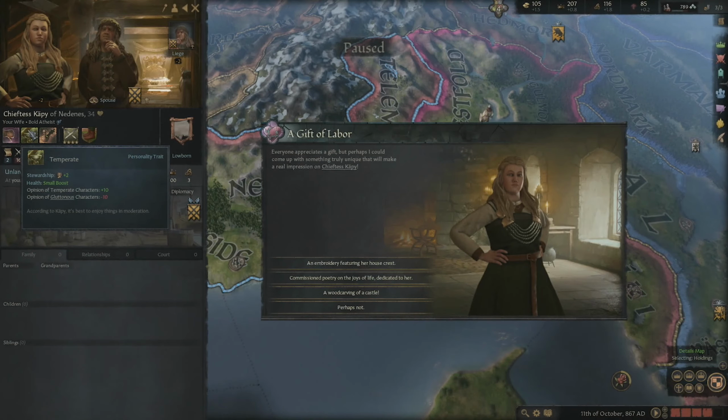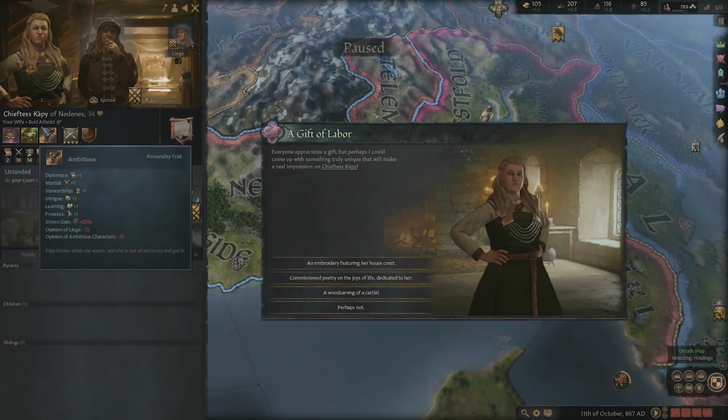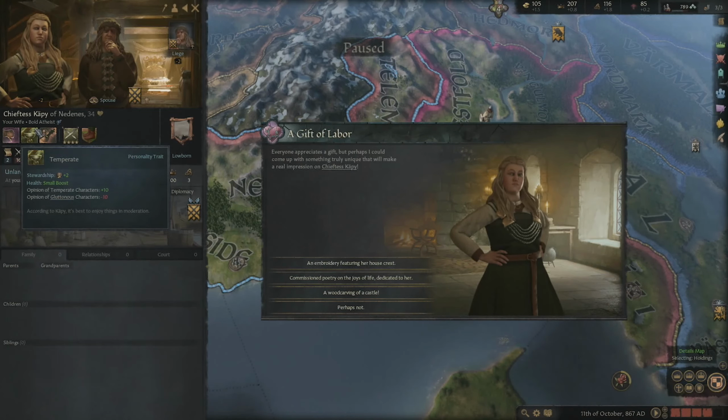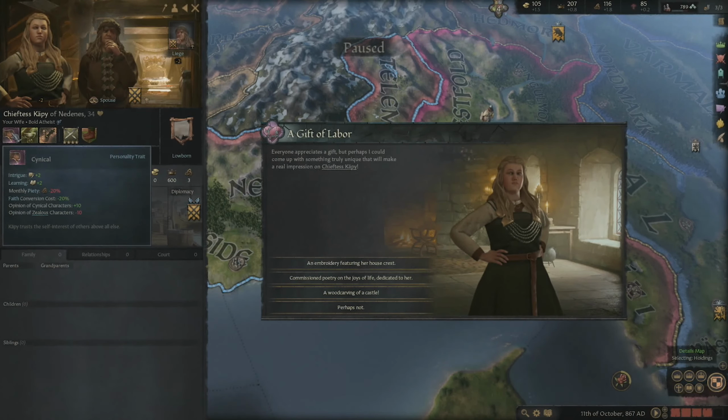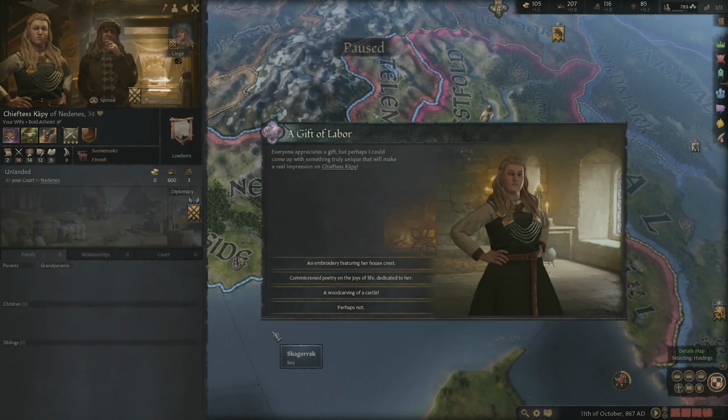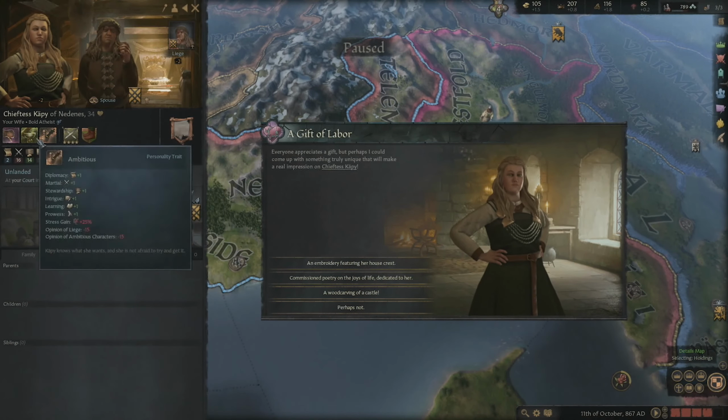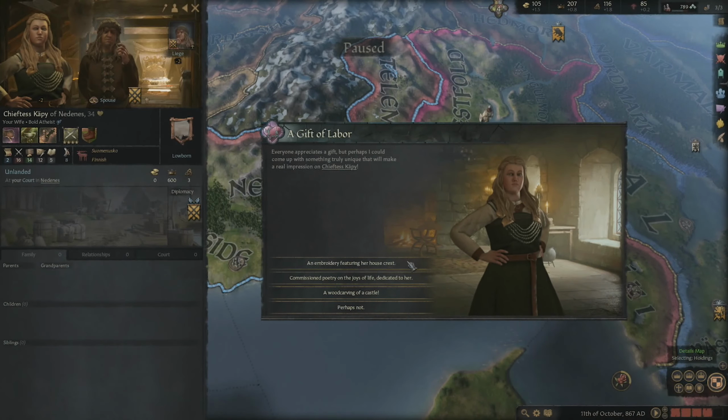Temperate, which is, I mean, yeah, it says moderation. That's kind of where I was going with it, is it kind of means you're not really anything. You're just sort of a moderate person. And then she is cynical, so she questions other people's intentions. So she has some military stuff going on with the ambitious and strategist.